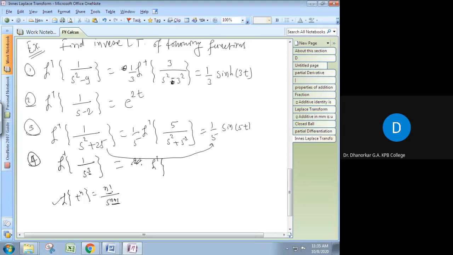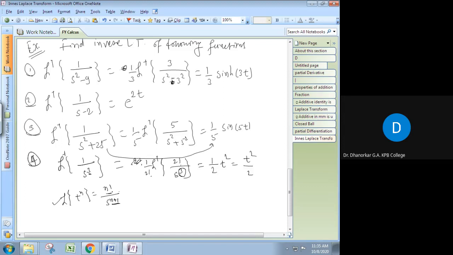L inverse of 2 factorial divided by s raised to power 3, and if we are taking 2 factorial, therefore we have to divide by 2 factorial, and this is nothing but 1 divided by 2 factorial, which is 2. And if the power is 3 here, then this is t square, then this is the Laplace transform of t square. We can write t square divided by 2.